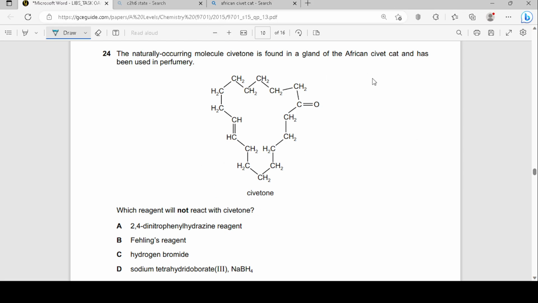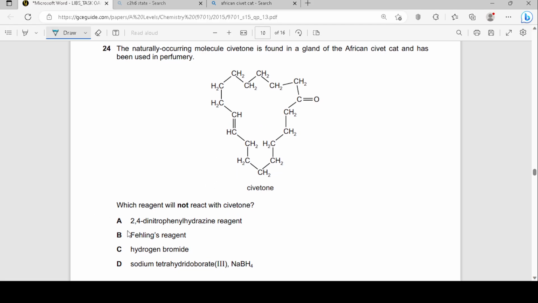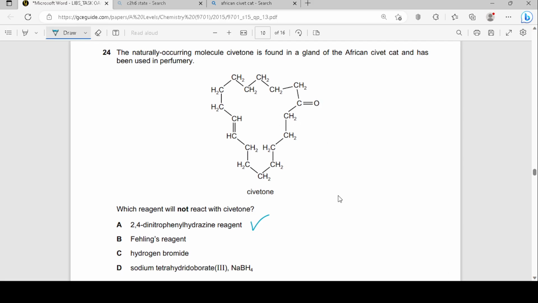The naturally occurring molecule civetone. So, which reagent will not react with civetone? 2,4-dinitrophenylhydrazine is a reagent that will react with the carbonyl group of a ketone or aldehyde, and we do have one here. This is a ketone, so definitely 2,4-DNPH would react. Okay, so we need will not react. Fehling's reagent will react with aldehydes. So RCHO, right? Now I have a ketone over here, not an aldehyde, so Fehling's reagent will not react with civetone, which means probably B is my answer.